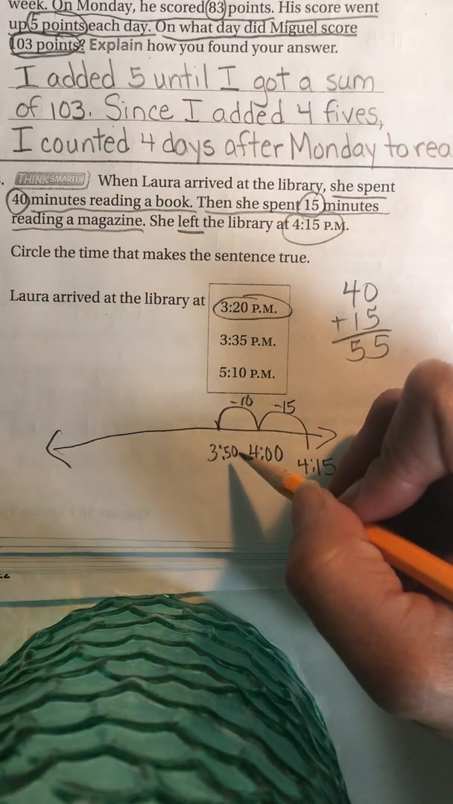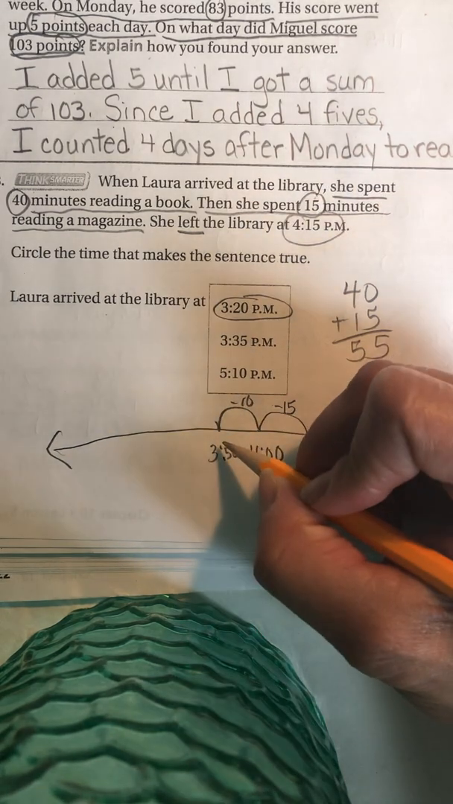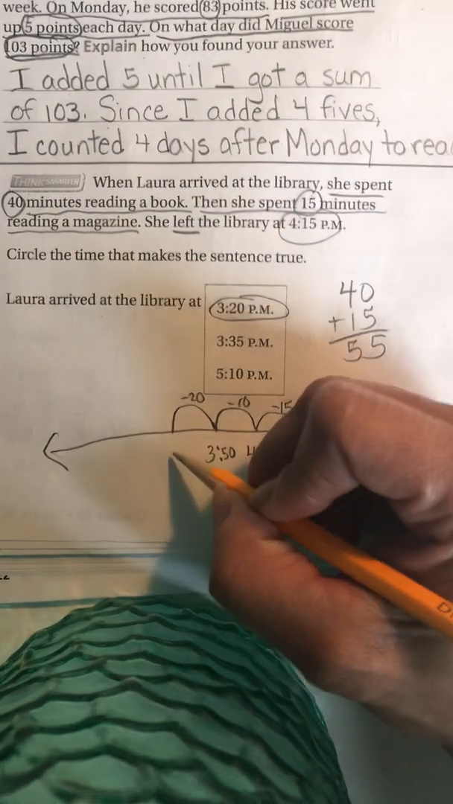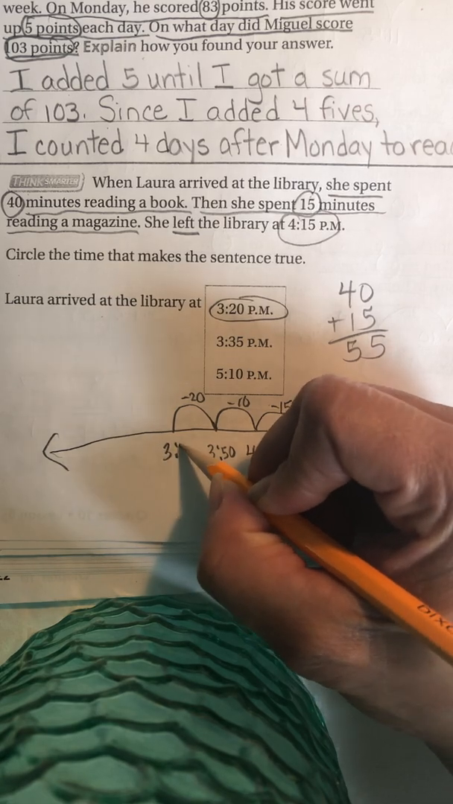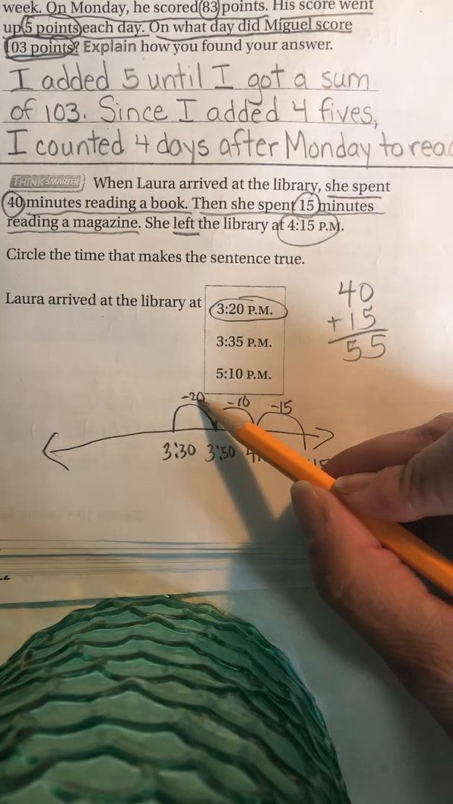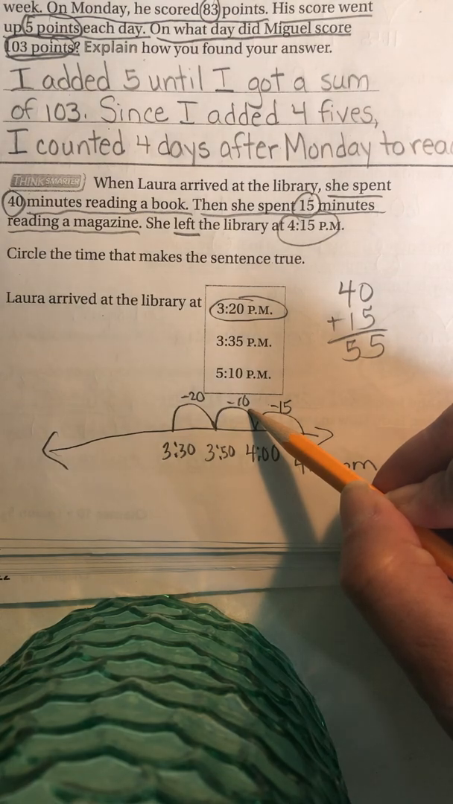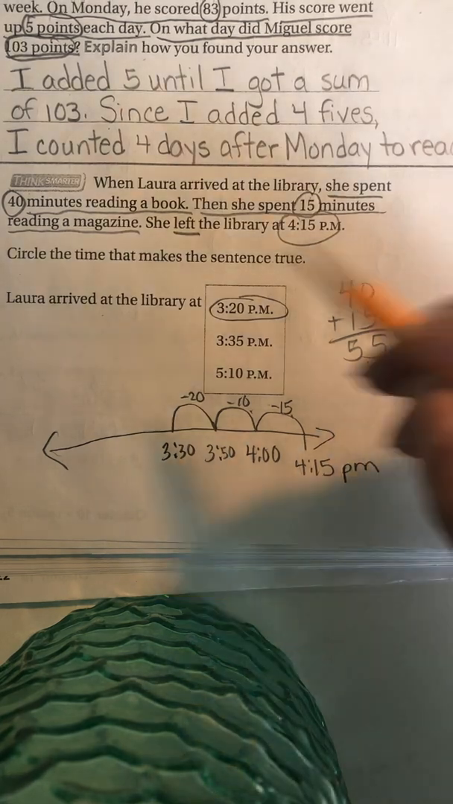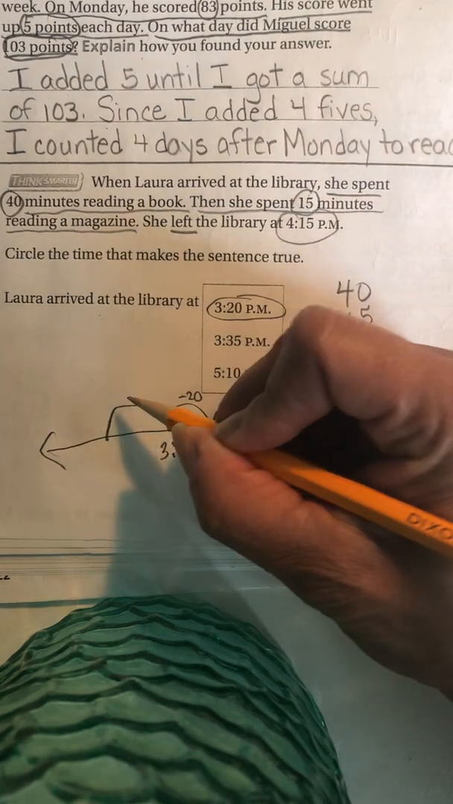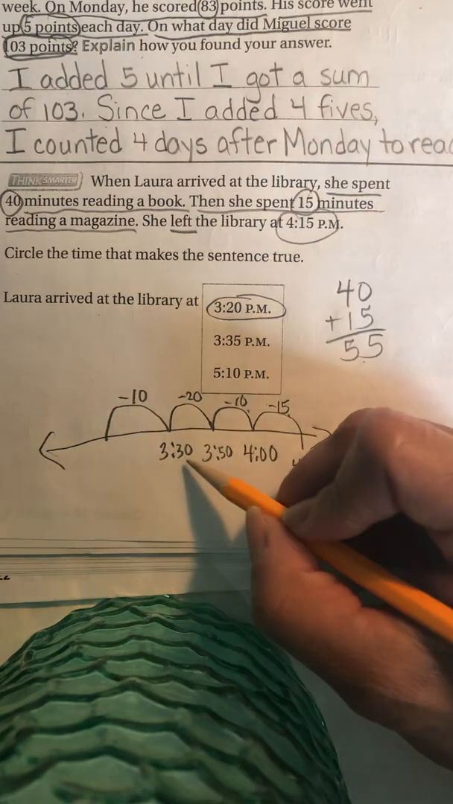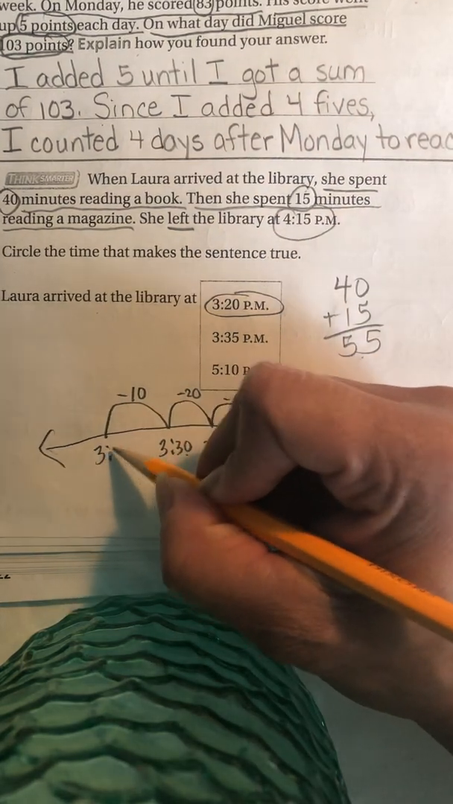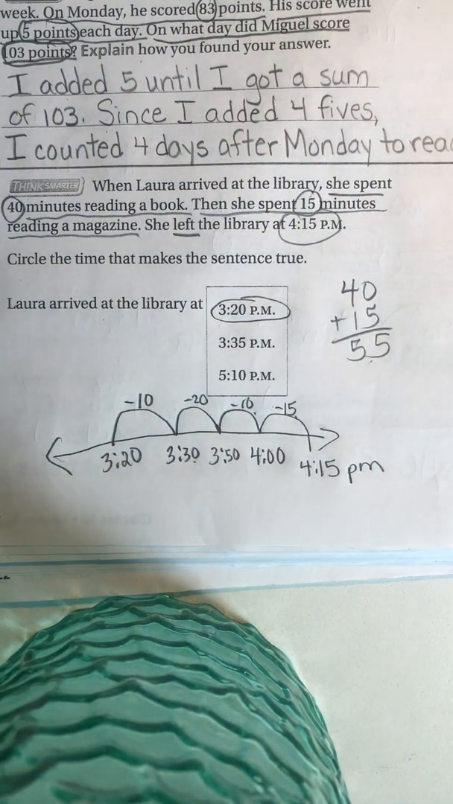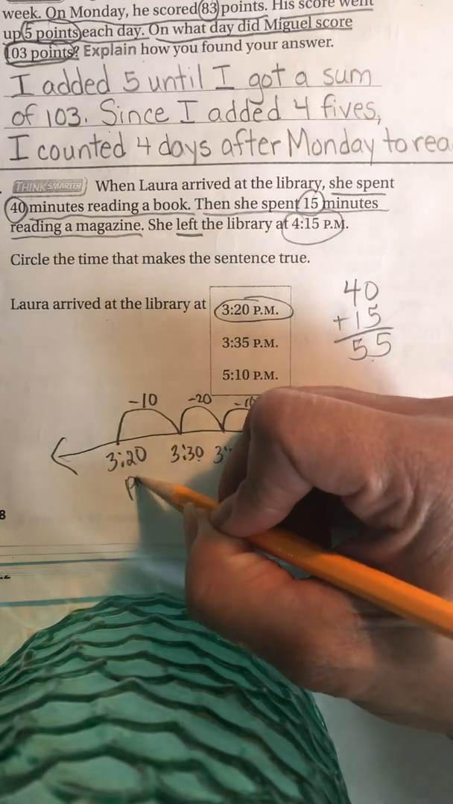So now I'm going to do 20 minutes. And I'm at 3:30. Now, so far, I've done 20 plus 10 is 30, plus 15 more is 45. I need to get to 55, so I only need to do 10 more minutes. It's a lot of adding and subtracting in your head. Take 10 minutes off. I'm at 3:20.